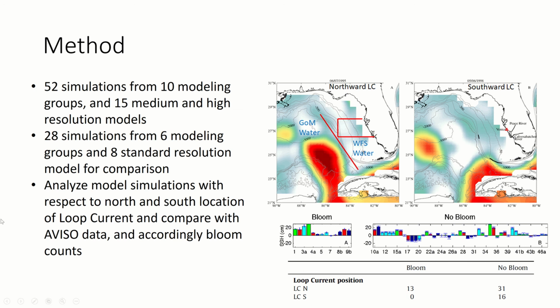Then we will analyze the model simulations with respect to the north and south location of the loop current and compare with the observed data. Basically we will try to reproduce this sea surface height data with these models, to see if we get a positive or a negative for each of these events, and accordingly see how we can reproduce the numbers in the table. I think this data is from the period of 1990 to 2010.